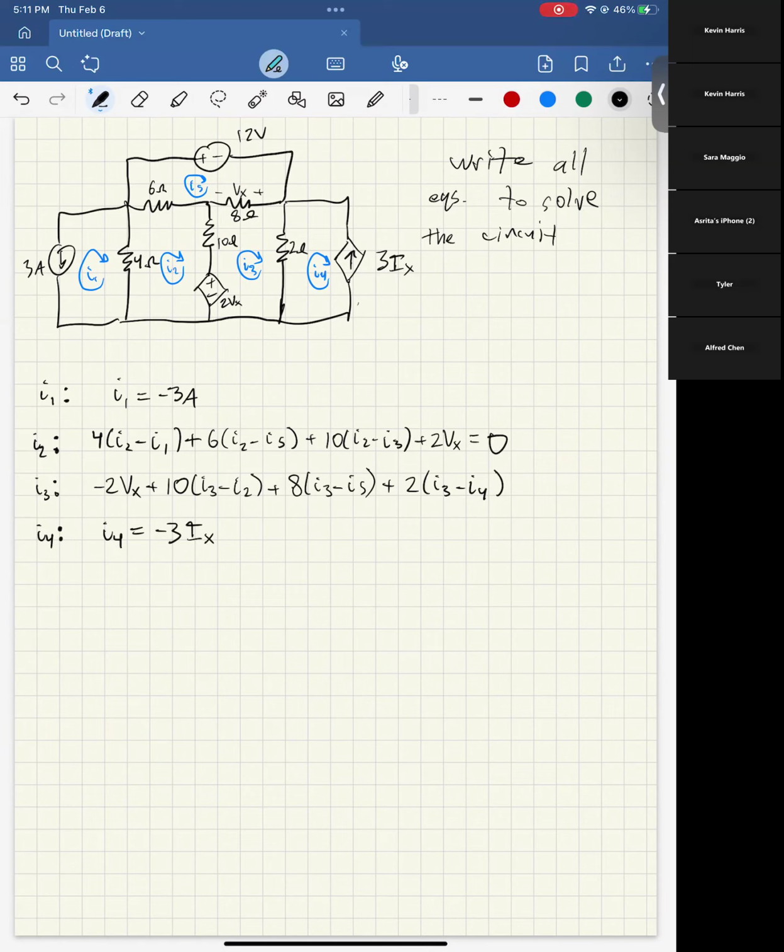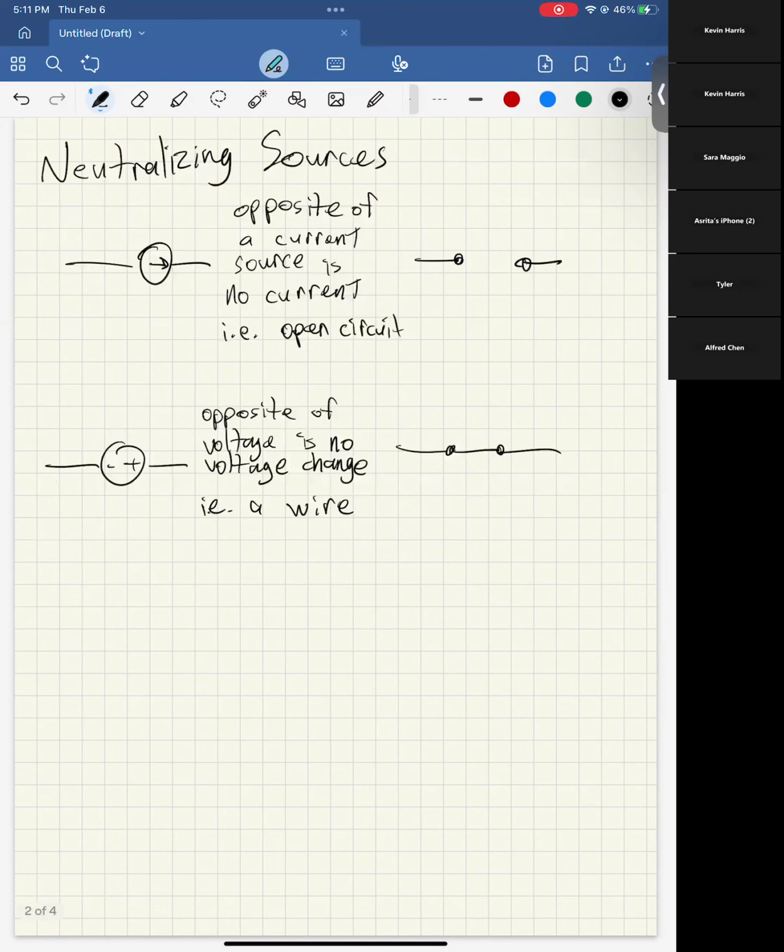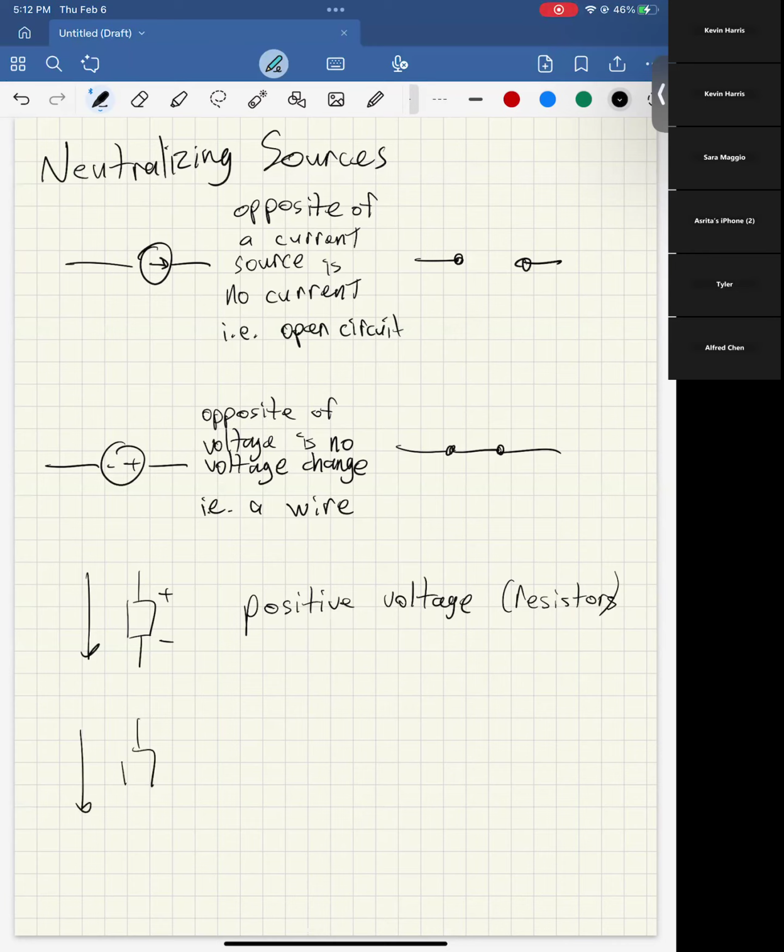Again, for the voltage source, please review passive sign convention. If you have current flowing in the direction where it goes from positive to negative, we write this as positive voltage. Think like resistors. And if we have it going the other way, where the voltage rises, then this would be negative voltage.